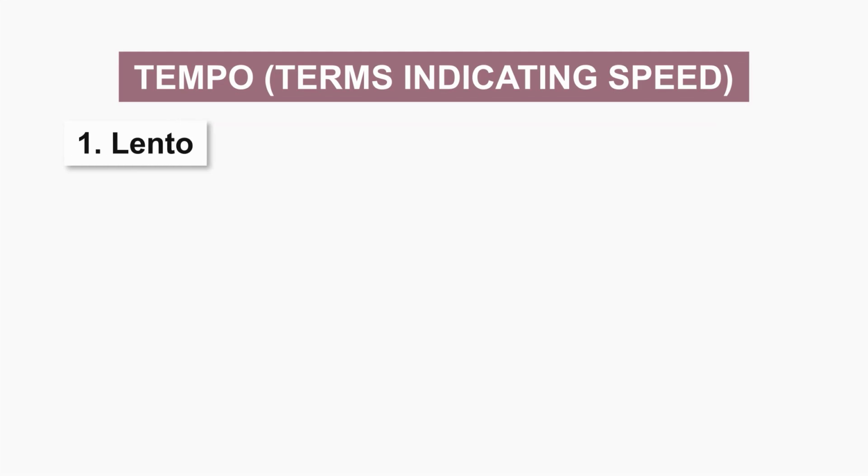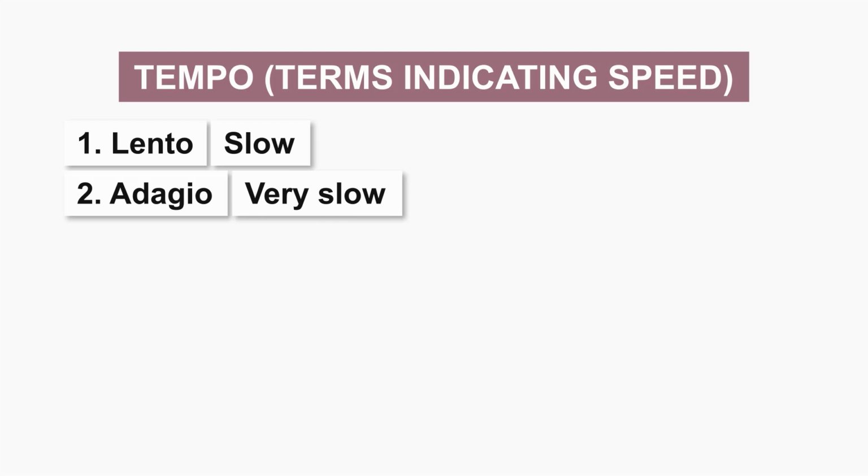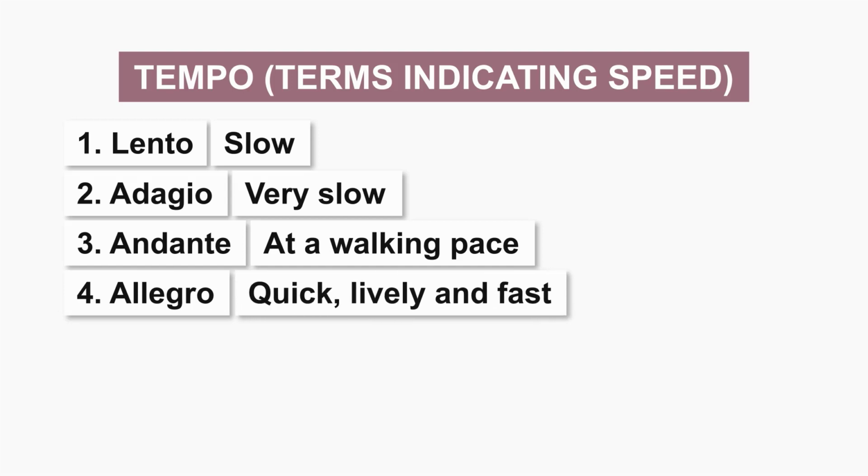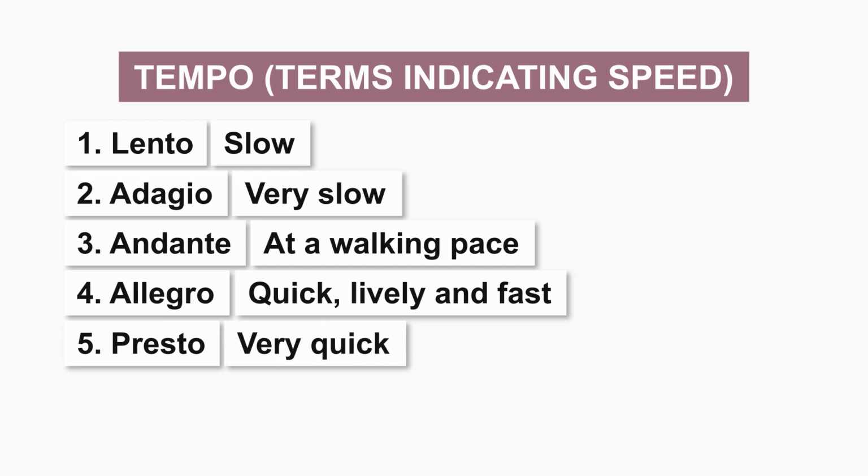Lento means slow. Number two, adagio means very slow. Number three, andante means at a walking pace. Number four, allegro means quick, lively, and fast. Number five, presto means very quick.